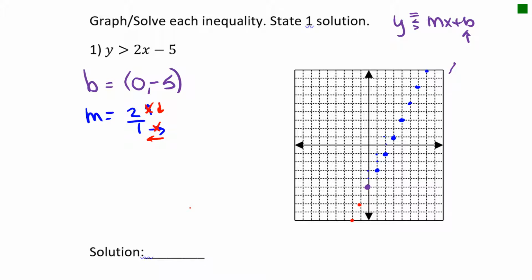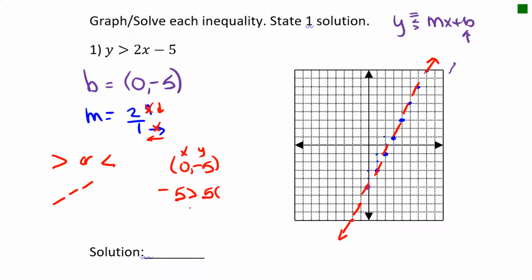Now I have to make a decision right here. Remember, greater than or less than are going to be dotted lines. So this is a dotted line. That means the points on that line are not included. For example, the point (0, -5) would not work. Let's find out why. If we put that point in, 0 for x and -5 for y: is -5 greater than 5 times 0 minus 5? Is -5 greater than -5? Nope, it's equal to. So that's why those points do not work.